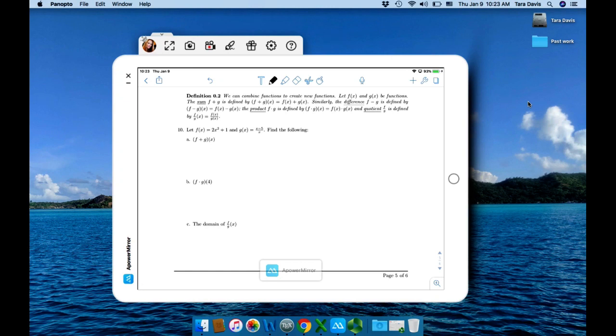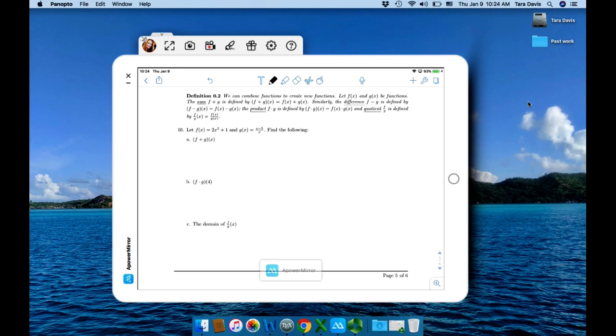Similarly, the difference f minus g is defined by f minus g of x equals f of x minus g of x. The product f times g is defined by f times g of x equals f of x times g of x. And the quotient f over g is defined by f over g of x equals f of x over g of x.